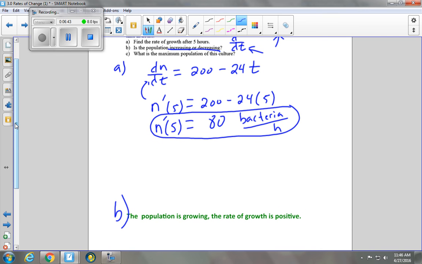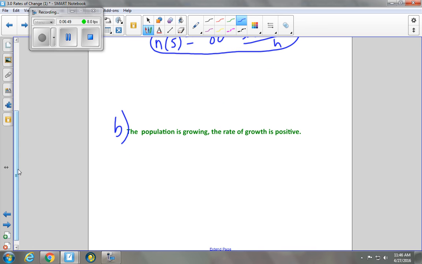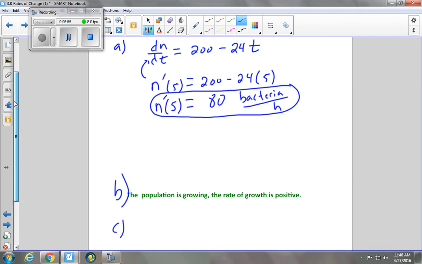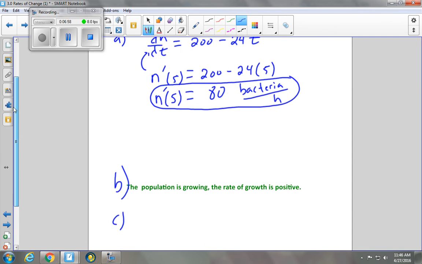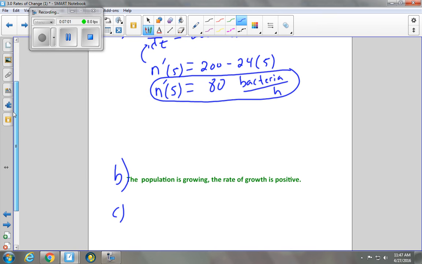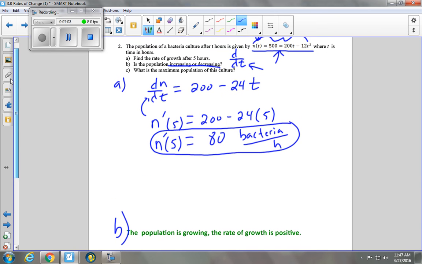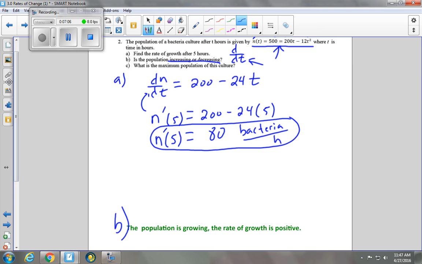Okay, C was what's the maximum population of the culture? So remember those maximizing area problems we have? The equation is 500 equals 200t minus 12t squared, so isn't that the maximum? Oh, that should be... that should be minus, I think. Minus or plus, that's a typo. Now I'm thoroughly confused.